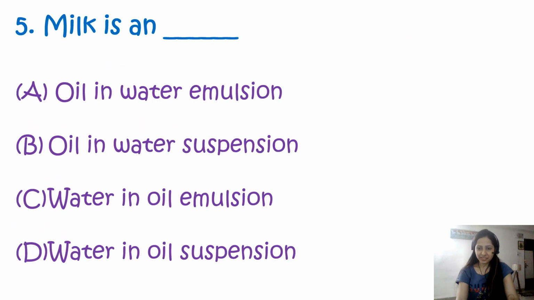Next, question number 5. Oil in milk is an oil in water emulsion, oil in water suspension, water in oil emulsion or water in oil suspension. So over here my correct option will be A, that is oil in water emulsion. In an emulsion, we know that two immiscible liquids are mixed together with one dispersed in the other. So in the case of milk, the tiny droplets of fat are dispersed throughout the water-based solution of the milk.